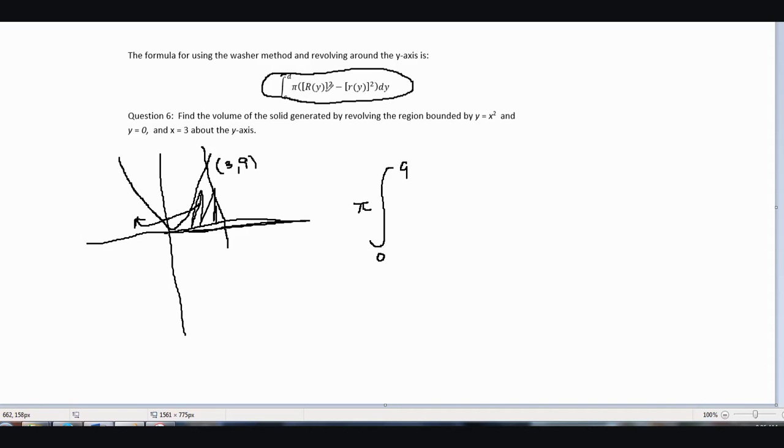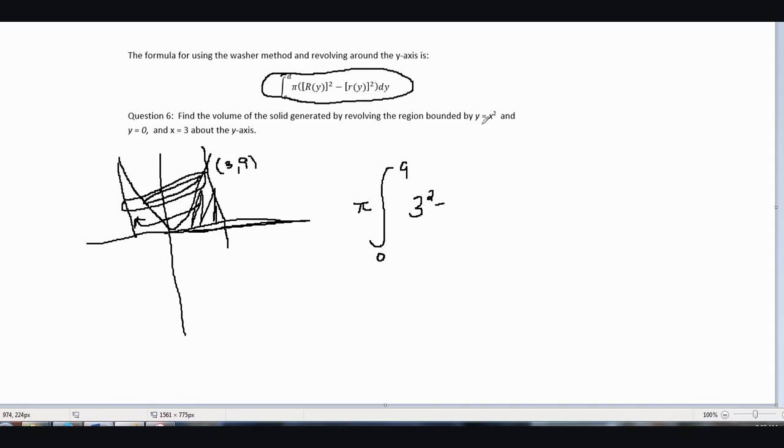Now, notice we want both of our outer radius and our inner radius to be in terms of y. And if we think about spinning this, we're going to get a shape like this over here. And if we draw a cross section, our outer radius goes to this vertical line, x equals 3, so 3 is just our formula there, so we're going to have 3 squared minus, and then our inner radius is the y equals x squared.